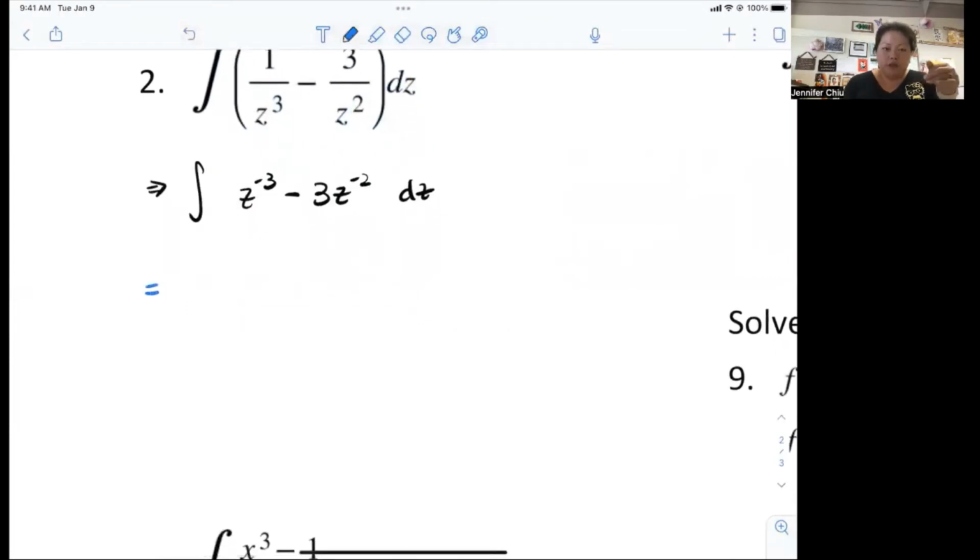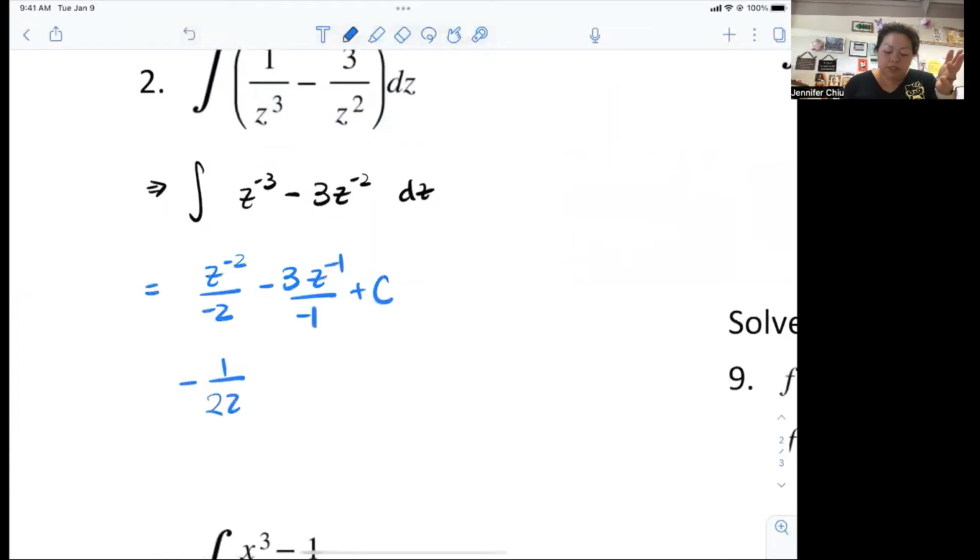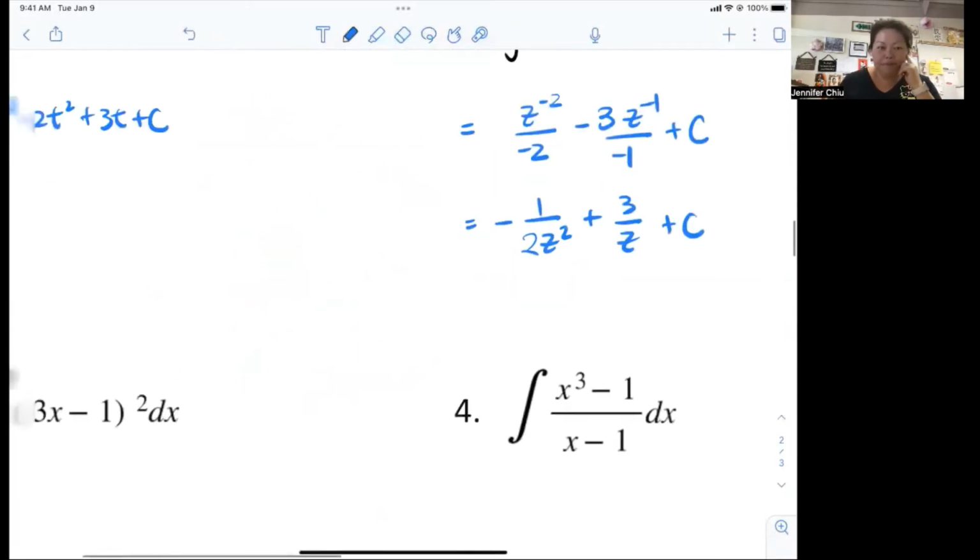So my function now becomes z to the negative 2 over negative 2 minus 3z to the negative 1 over negative 1 plus c, right? And then you want to clean this up. So ideally, you want to clean this up so it's negative 2z squared plus 3 over z plus c. You really want to try to rewrite it back into a fraction because if we need to evaluate it, it's actually much easier to evaluate as a fraction rather than a negative exponent, okay?